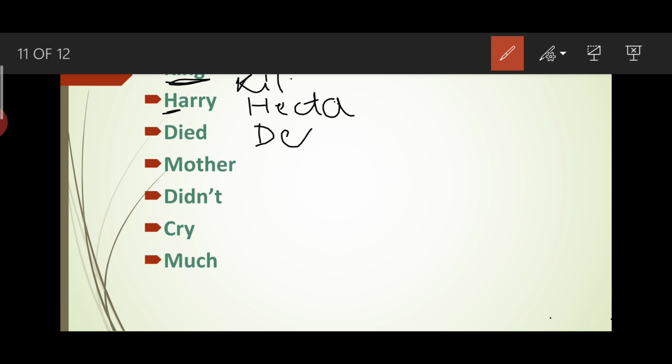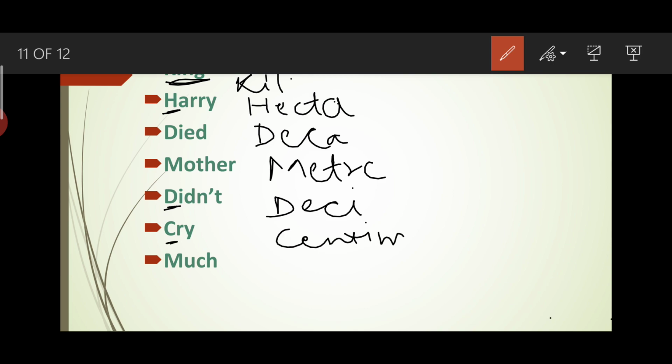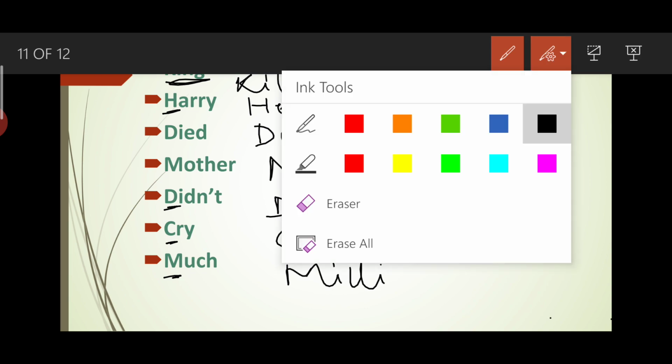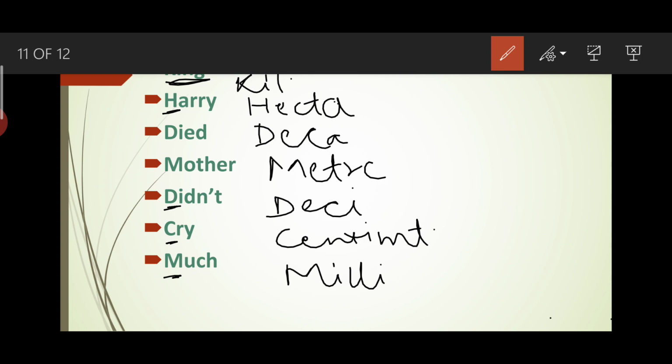डेका. मदर में M मीन्स मीटर. डिडंट में D मीन्स डेसी. क्राई में C मीन्स सेंटीमीटर and M means millimeter. So now what you have to learn, you just have to learn this formula, and you have to keep in mind that the value keeps on decreasing. That means सबसे ऊपर वाली वैल्यू सबसे बड़ी होगी. किलोमीटर इज द हाईएस्ट वैल्यू, मिलीमीटर इज द लोवेस्ट वैल्यू. सो वैल्यू कीप्स ऑन डिक्रीजिंग.